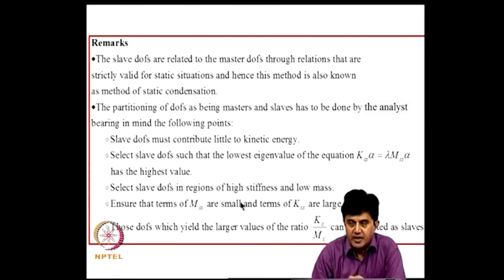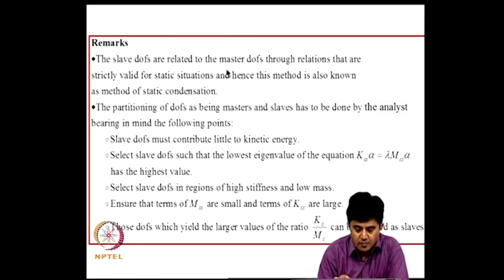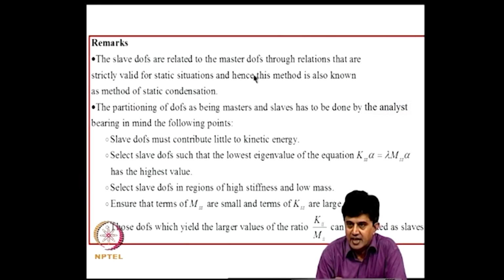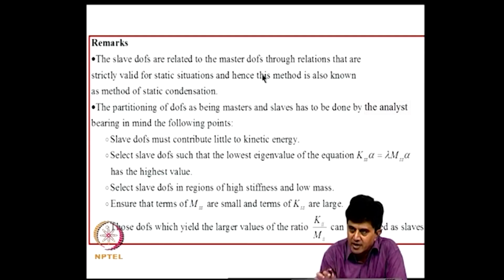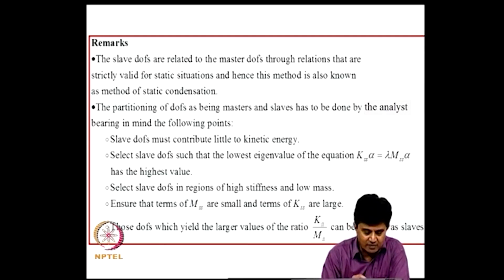Okay. Now, we can make a few observations. The slave degrees of freedom are related to the master degrees of freedom through relations that are strictly valid for static situations, and hence this method is known as the method of static condensation. The partitioning of degrees of freedom as masters and slaves has to be done by analysts bearing in mind this assumption that master and slaves are connected to each other through relations which are strictly valid only under static conditions. So, what is the consequence of that?